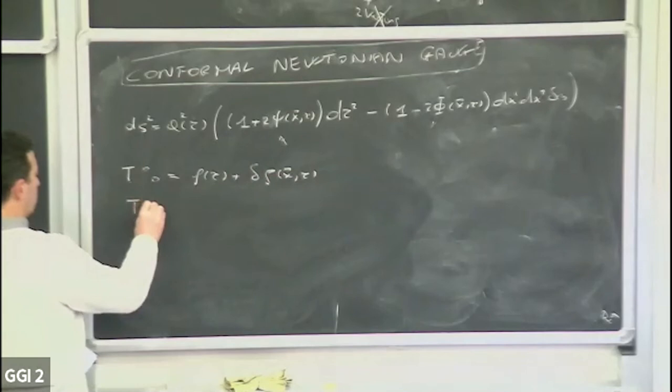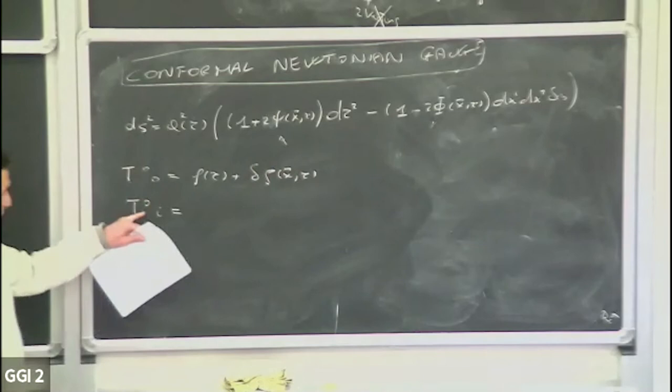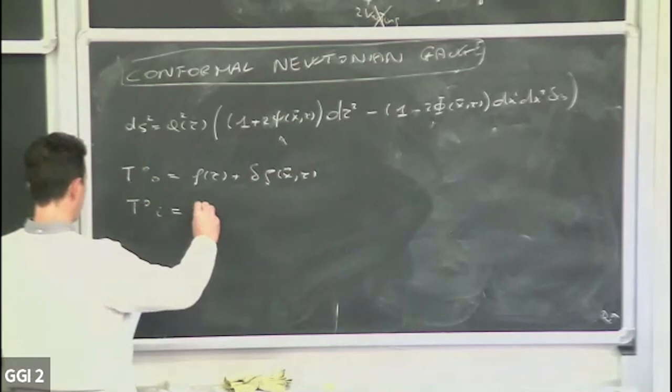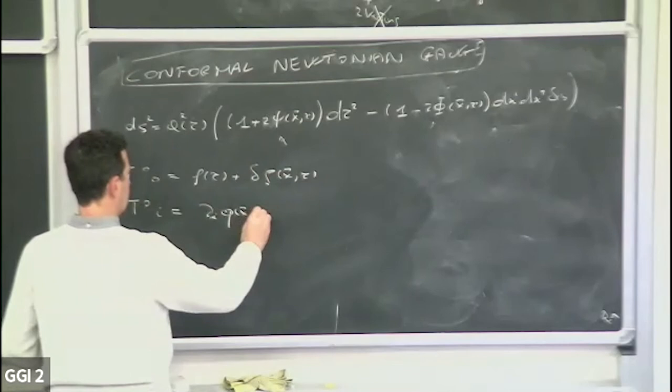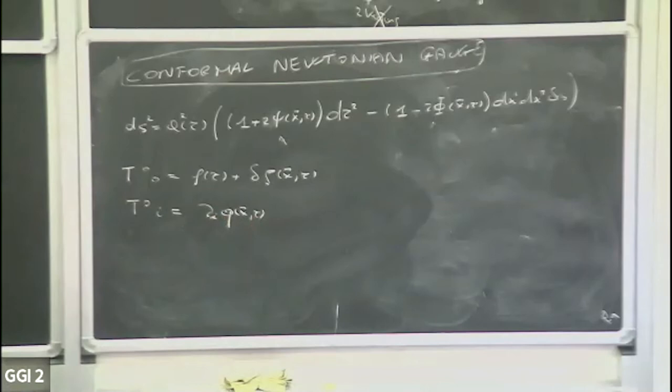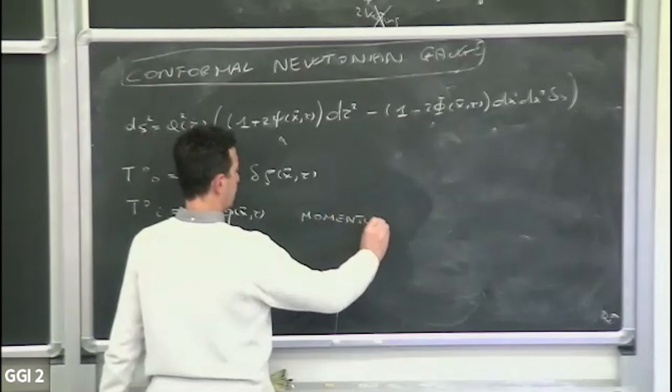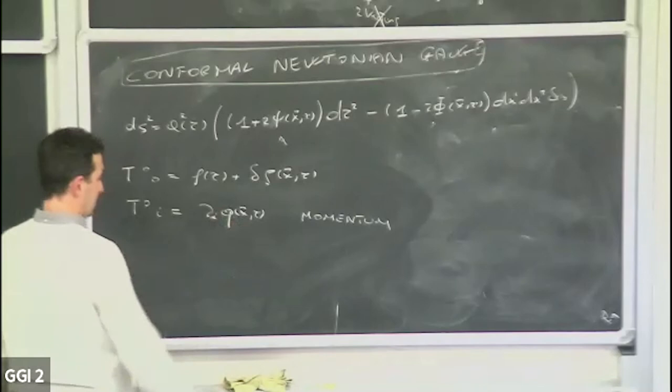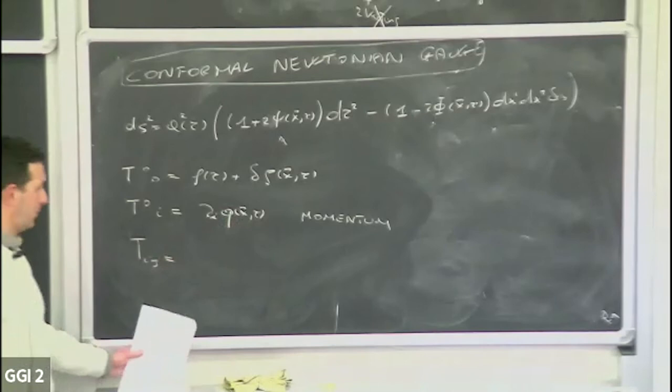The spatial time-dependent component of the energy momentum tensor will not be 0 at first order, but it will be expressed as the gradient of some scalar field, Q. This is the momentum. And this is 0 at zero order, as we saw before, but at first order, it is not 0. And finally, for the spatial component, we have a perturbation.